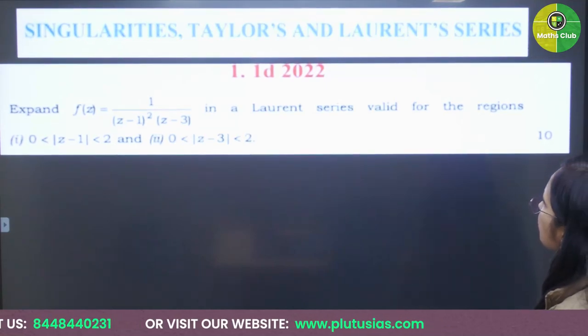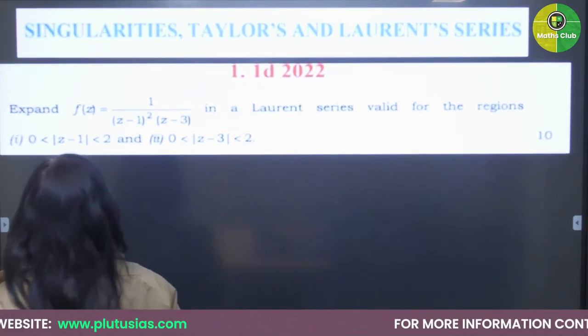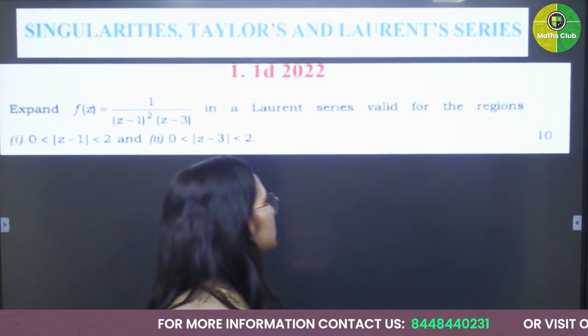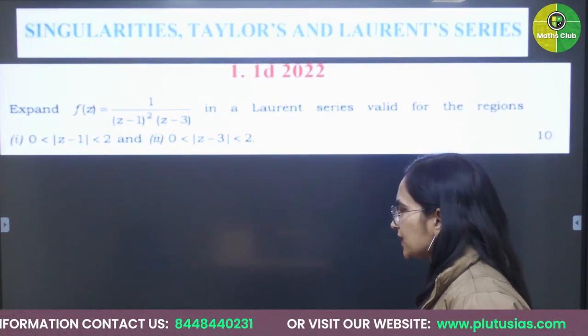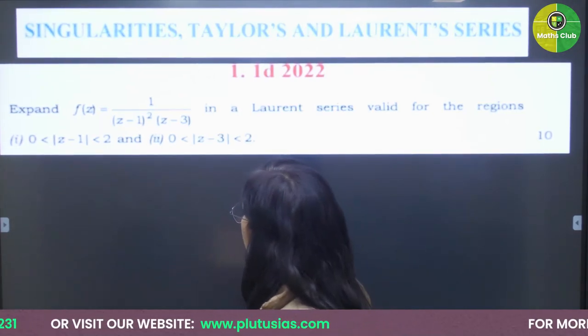Then singularities, Taylor's and Laurent series. Expand f(z) is equal to 1 by (z minus 1) square (z minus 3) in Laurent series valid for the regions 0 less than mod of z minus 1 less than 2, and 0 less than mod of z minus 3 less than 2.